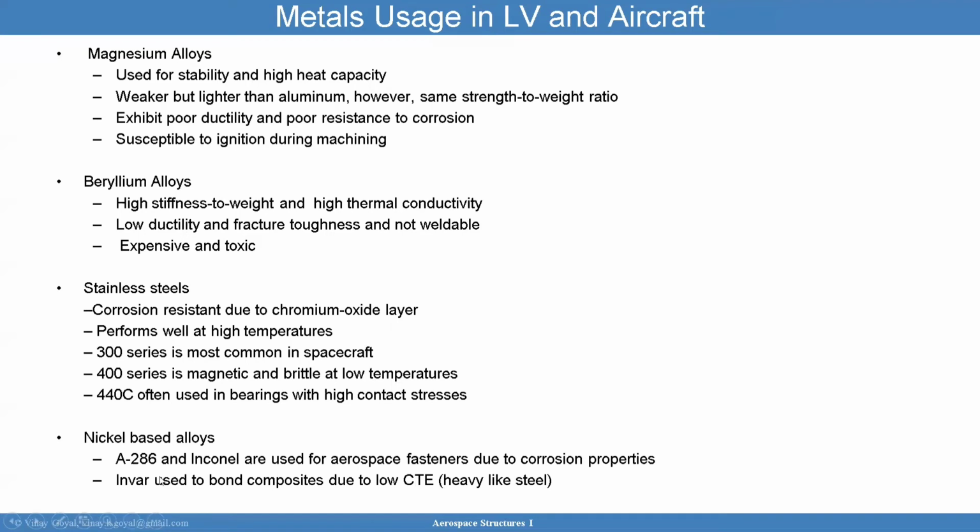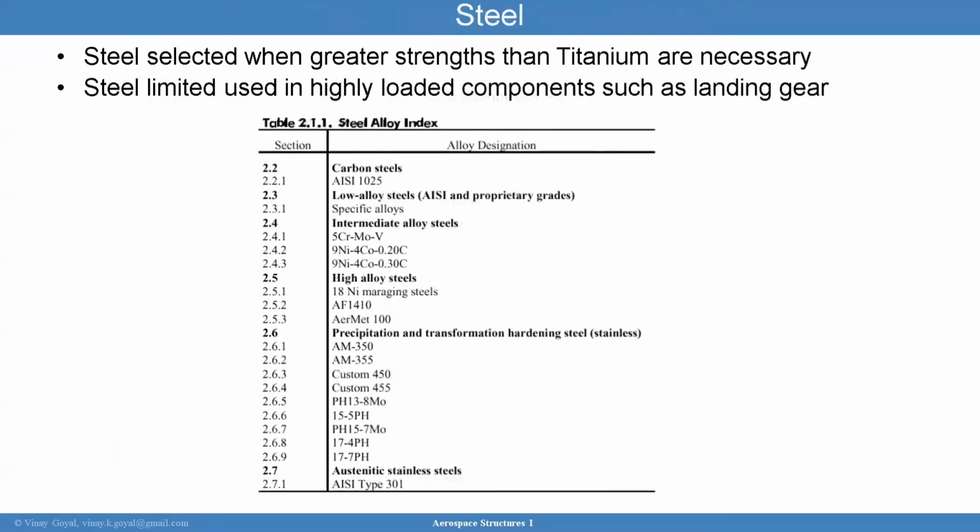So you're going to be seeing very often that Invar is used in a lot of applications when it's bonded to composites because of that great low CTE that it has, so that the coefficient of thermal expansion mismatch between the composite and the Invar is not as large, and therefore you don't produce stresses that could be detrimental in that bond line. But it is very heavy, like steel.